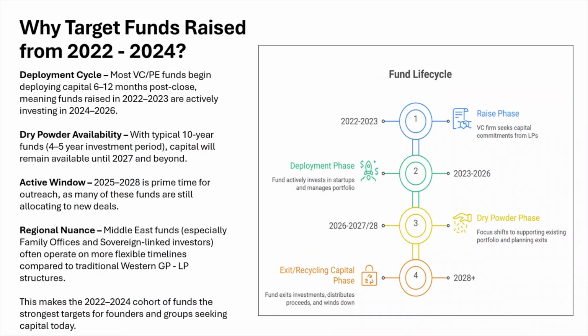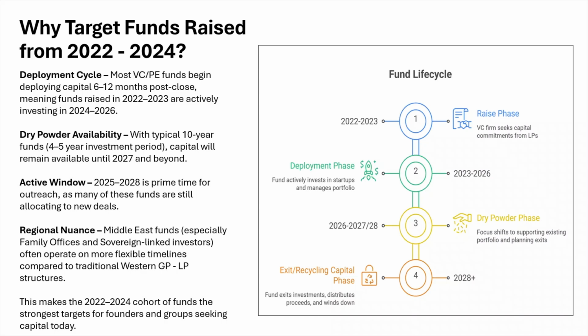So why target funds raised from 2022 to 2024? Keep in mind the spreadsheet part of the presentation is coming up in just a bit. So 1, deployment cycle. Most venture capital and private equity funds begin deploying capital 6 to 12 months post-close, meaning funds raised in 2022 and 2023 are actively investing in 2024 to 2026. So as we sit here in 2025, it's a perfect time to start looking at those if you're looking to raise capital.